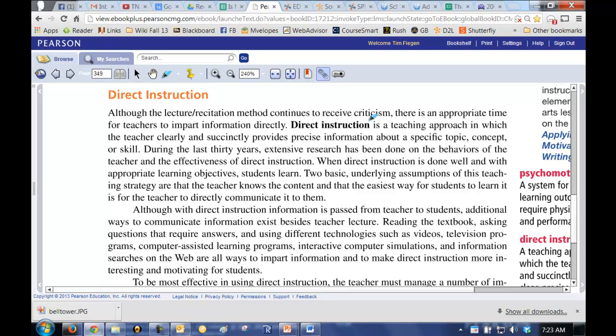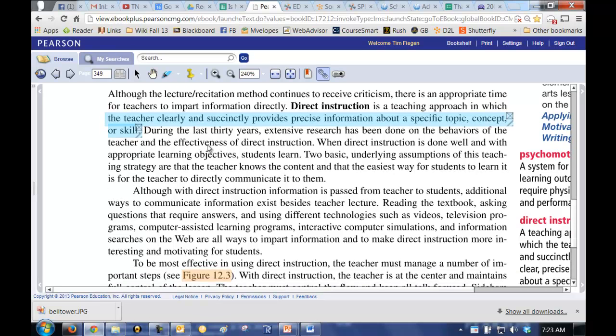It's a teaching approach in which the teacher clearly and succinctly provides precise information about a specific topic, concept, or skill. I will call this traditional teaching, where you, the teacher, simply stand up, deliver, and provide information. And it's still considered an effective method.